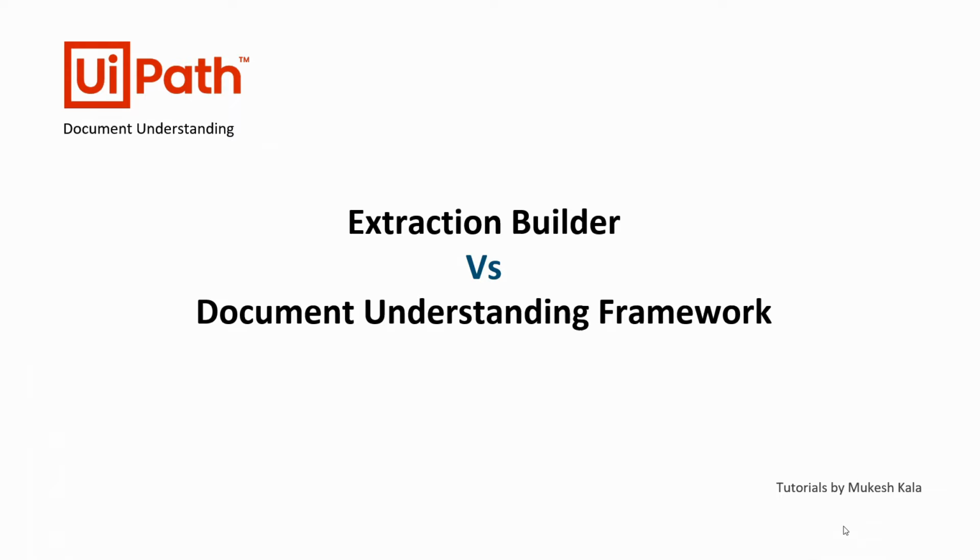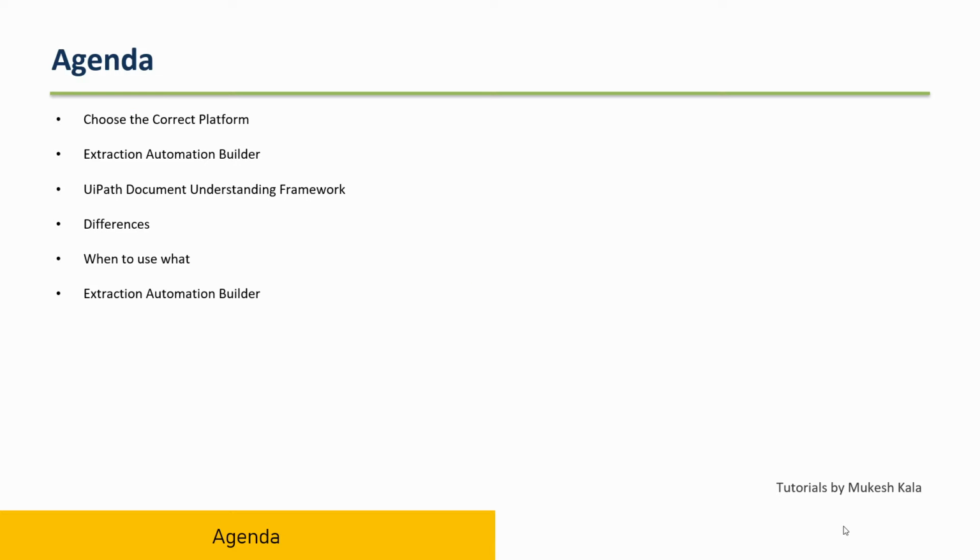Now, UiPath has got two methods. One is the extraction builder and the other is the document understanding framework. So first of all, it is important for us to decide which one should I pick. And that is what we are going to cover in this video, where our focus would be more on the extraction builder. And then in the upcoming videos, we would be going deep down into the document understanding framework, right? So this would be our agenda for today.